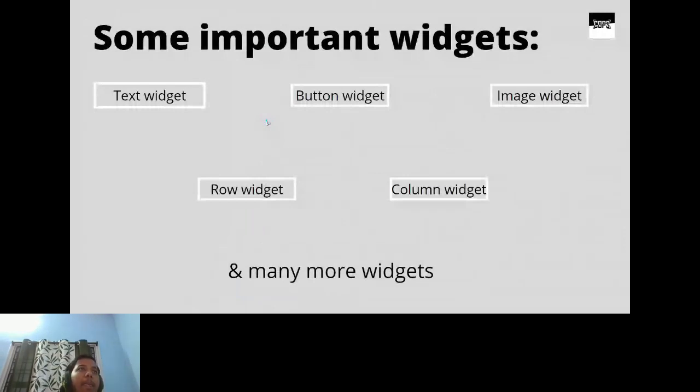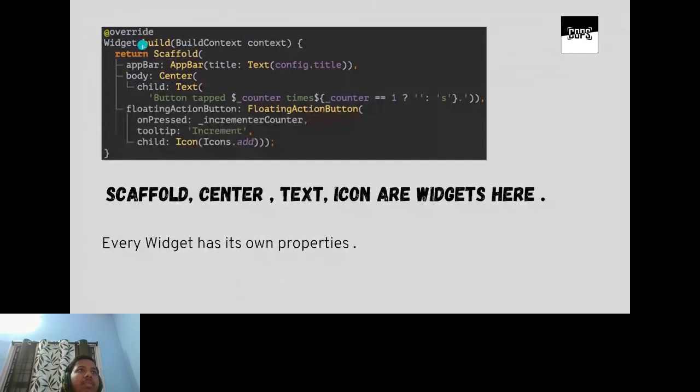Let's see a code snippet here. Don't care about all this code. I just want to show you a small code snippet so that we understand how a widget looks. So here it is. This scaffold, this app bar, center, text, all these are actually widgets. This icon, floating action button, okay. All these are actually widgets.